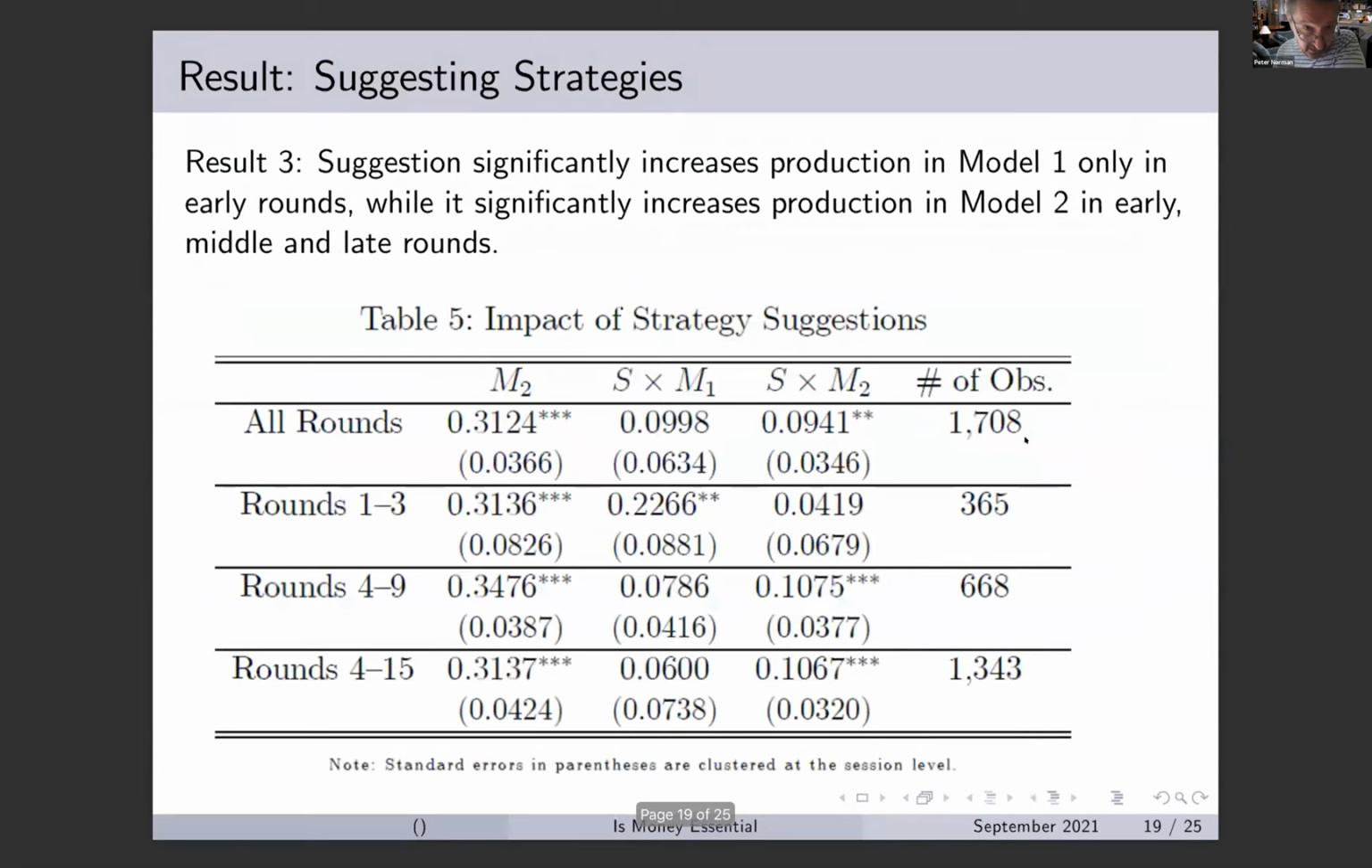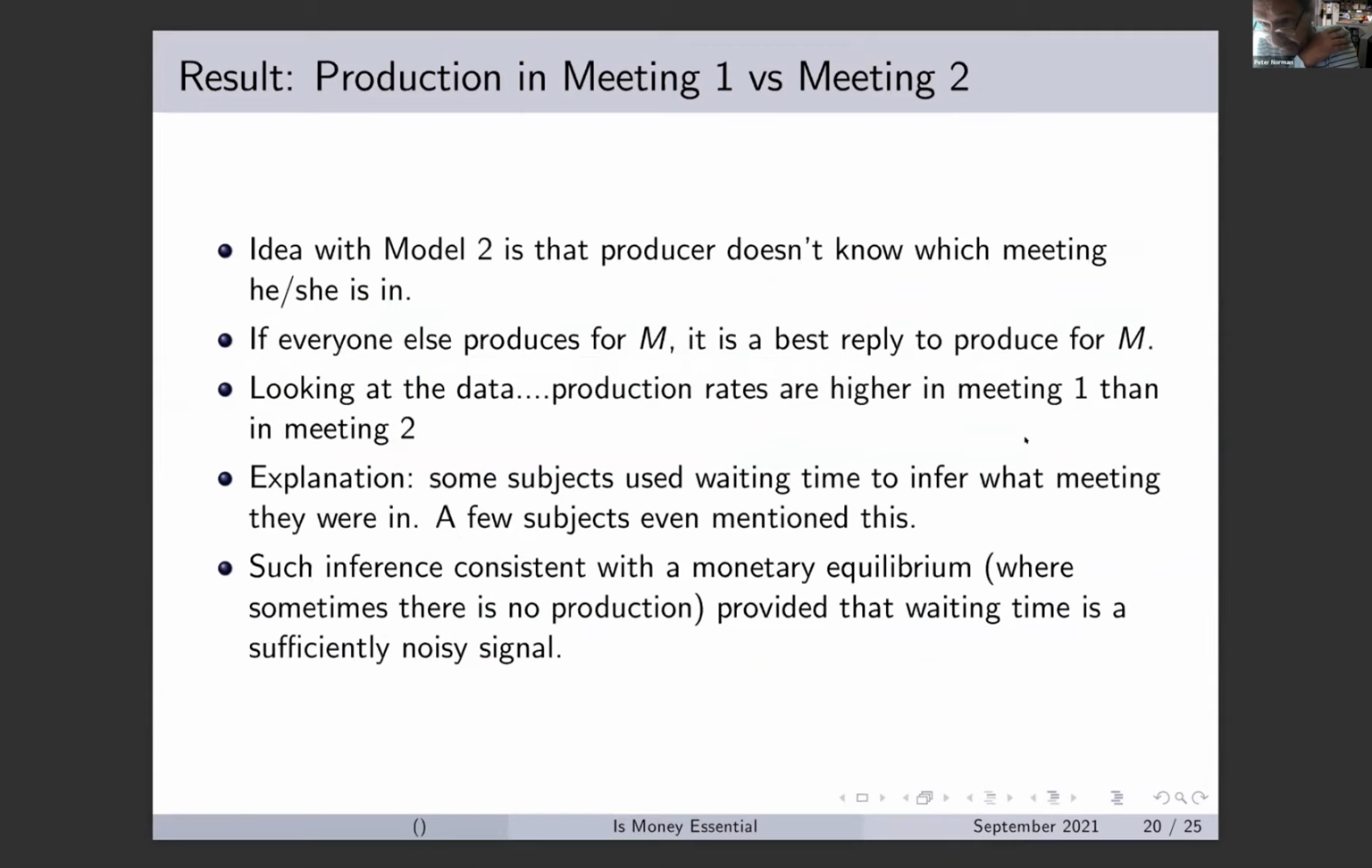And here we see that expressed as a table. Now, this isn't what we looked for initially, but it may be some of the most interesting stuff here. When we wrote down model two, the idea is that the producer doesn't know if it's meeting two or meeting three. Because of that ignorance, if everyone is producing in every meeting, then it's a best response to produce for M, since there's a 50-50 probability that I'm screwed, but with a 50% chance I'm going into another meeting and then somebody is going to produce for me. So producing is a best response.